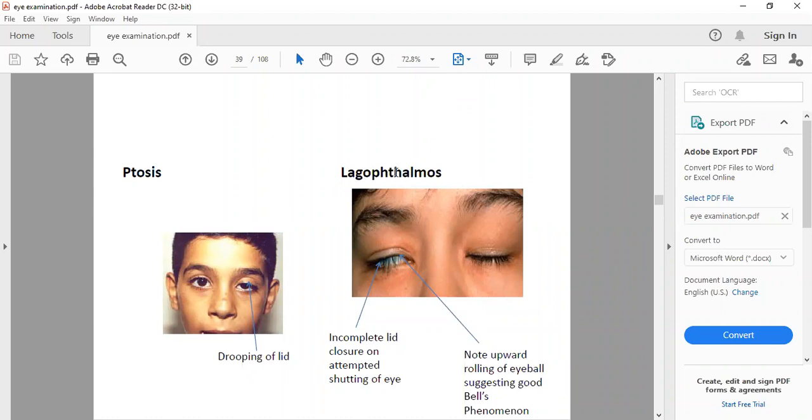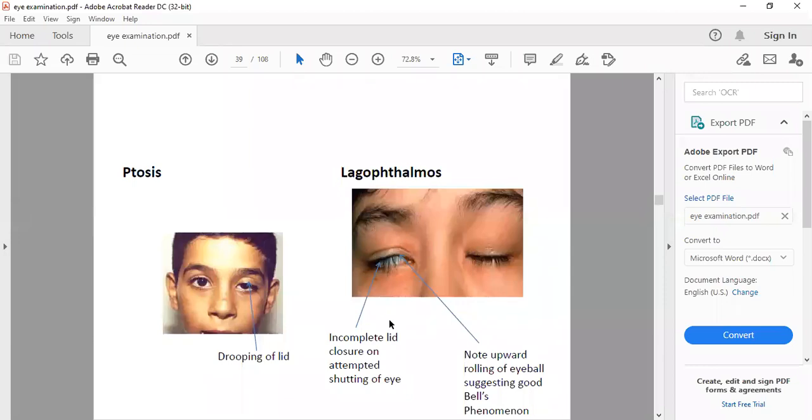The danger of lagophthalmos is that when the patient sleeps, the eye may remain open and the cornea may get exposed, and this exposure may lead to infection or ulcer in the cornea. That is called exposure keratitis. So that's why lagophthalmos is important. In comatose patients also you see lagophthalmos. In comatose patients, we have to instruct the sister to tape the eyelids while sleeping.